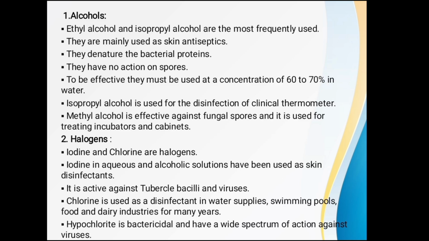Next is halogens. Iodine and chlorine are halogens. Iodine in aqueous and alcoholic solutions has been used as skin disinfectant. It is active against tubercle bacilli and viruses. Chlorine is used as a disinfectant in water supplies, swimming pools, food and dairy industry for many years. Hypochlorite has a bactericidal effect and a wide spectrum of action against viruses.